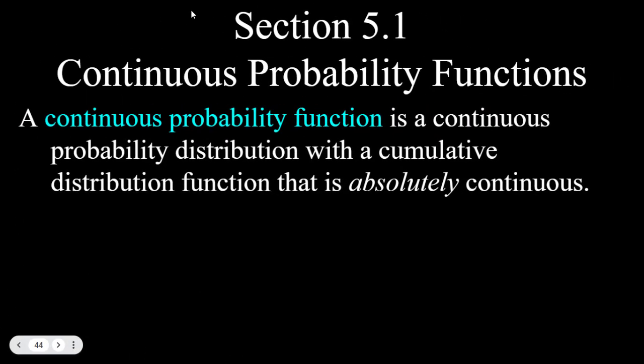Having gone through that introduction, here we go with section 5.1, continuous probability functions. A continuous probability function is a continuous probability distribution with a cumulative distribution function that is absolutely continuous. That means there are no breaks in it. So that's what absolutely continuous means. There's no part where there's a gap. It's got to connect from one point to the next.